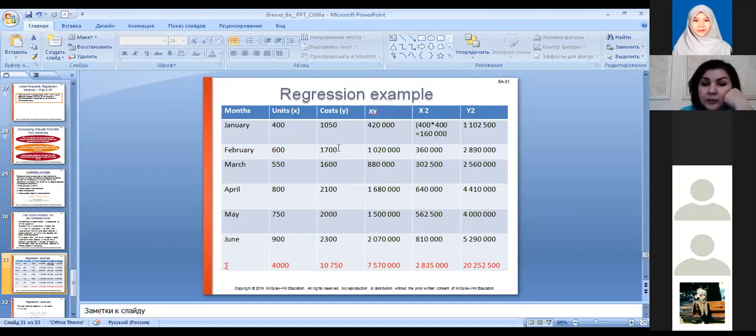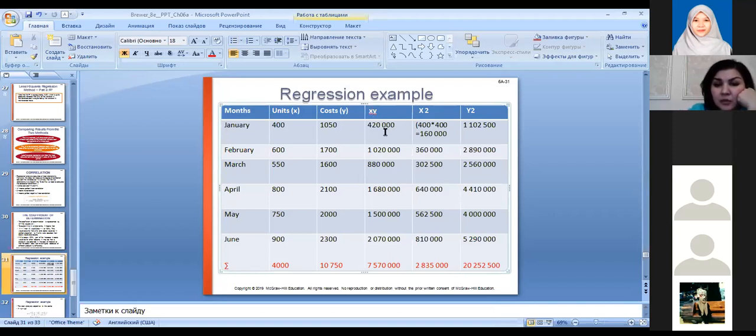To use regression analysis, what do we need also? To find out X multiplied by Y. So let's calculate. I have already done this. X, 400 units, we multiply by Y, which is 1050. If I multiply 400 by 1050, the result is 420,000. Students, are you following me? Yes, get it.